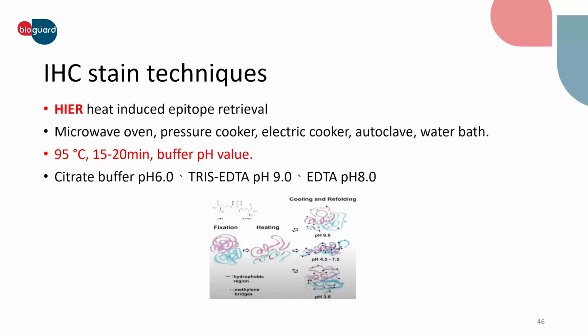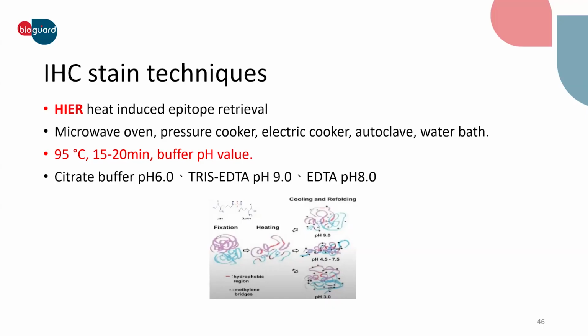Options include citrate buffer pH 6 for general use, Tris-EDTA pH 9 for strong retrieval, and EDTA pH 8, which is milder, for fragile antigens. Choosing the right buffer and conditions often requires parallel testing. Under-retrieval will cause weak staining, and over-retrieval will cause damaged tissue.